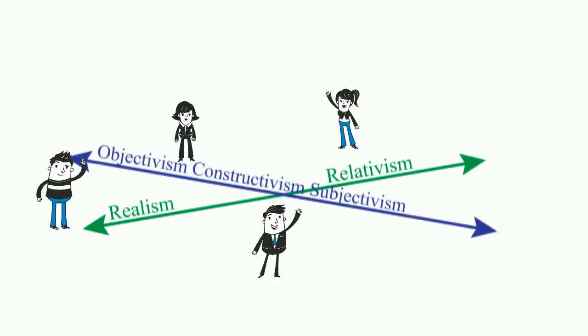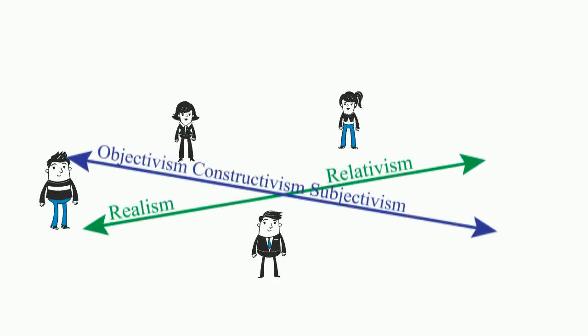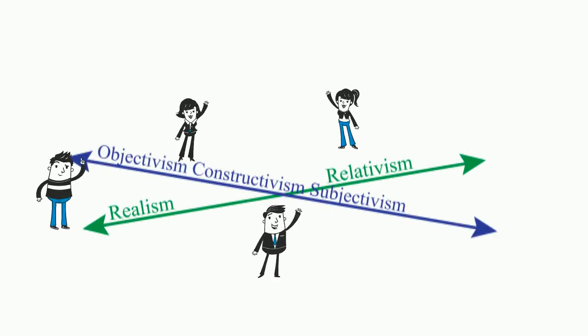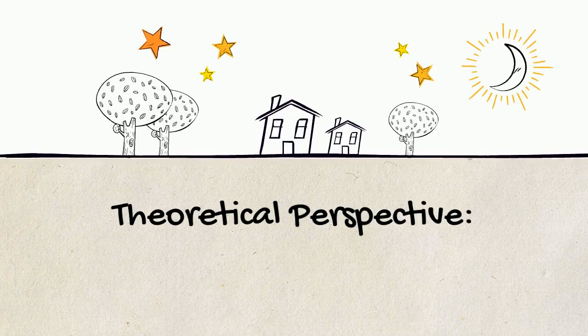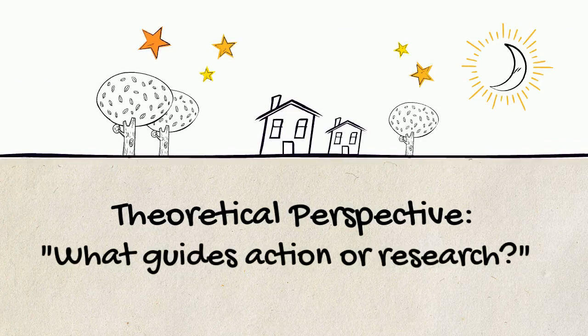Now we can add a second dimension to our graph. The first axis were the ontological perspectives between realism and relativism, and now we can add the three epistemologies to a second dimension. As you can see, people fall on different parts of each range and have variety in their perspectives. The third and final perspective is the theoretical perspective. This perspective is what guides the action or the research and is influenced by both the ontological and epistemological perspectives.